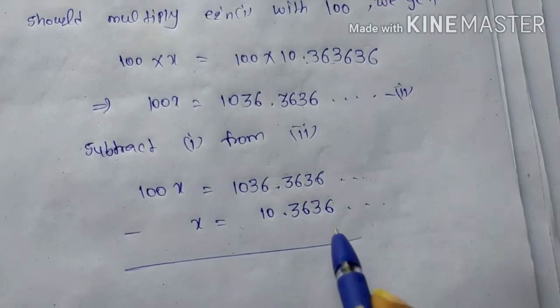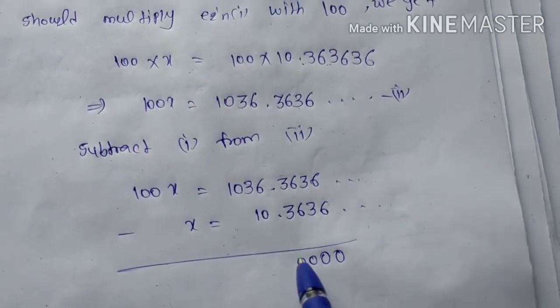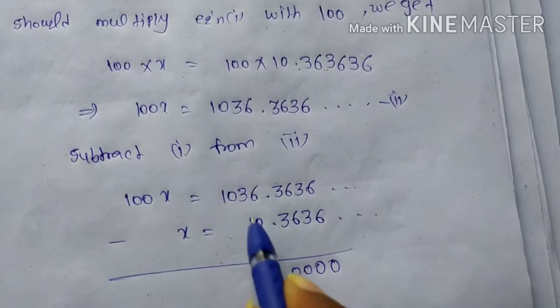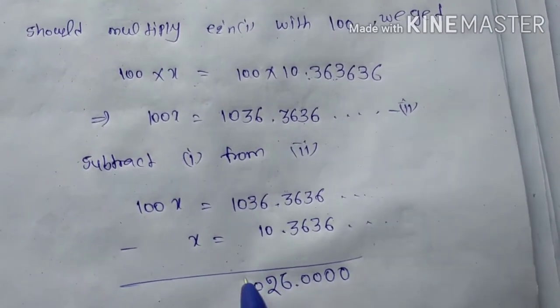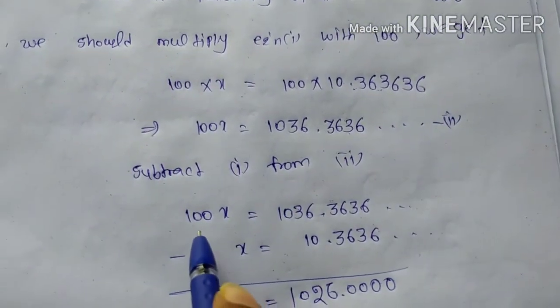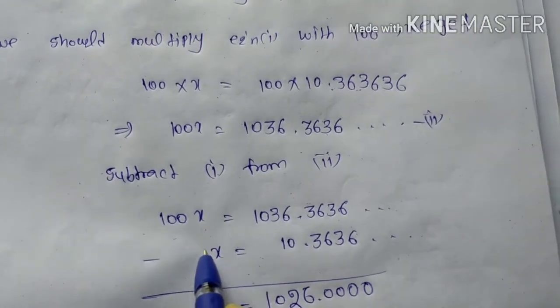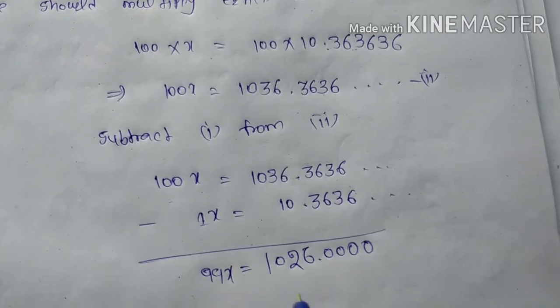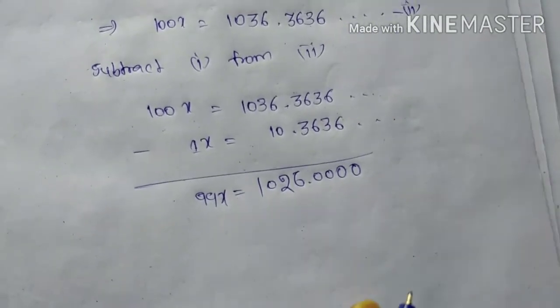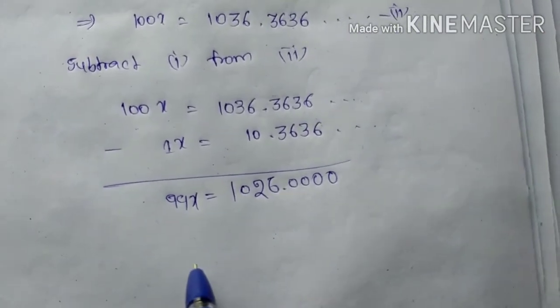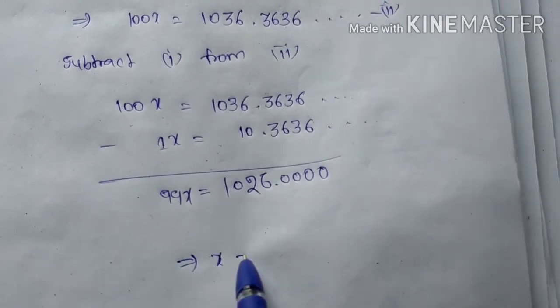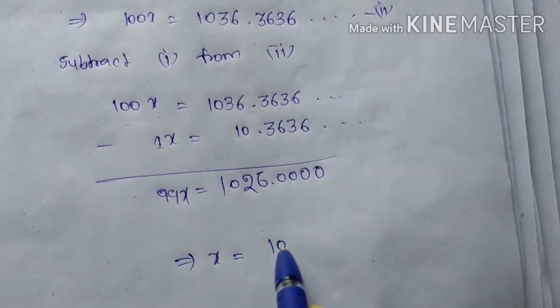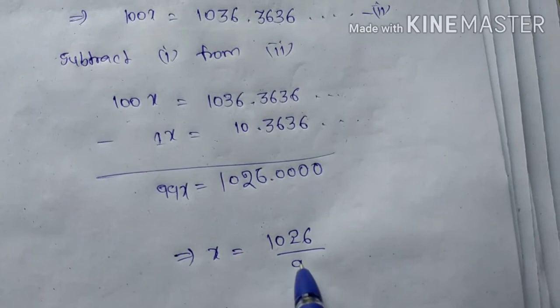Now you can simplify it. 6 minus 6 is 0, 3 minus 3 is 0, 0 minus 0 is 0. Next, 6 minus 0 is 6, 3 minus 1 is 2. That means 1026. And 100x minus x means 100 minus 1, which is 99x. So 99x is equal to 1026. That means you can transpose 99 to the RHS, so x is equal to 1026 by 99.